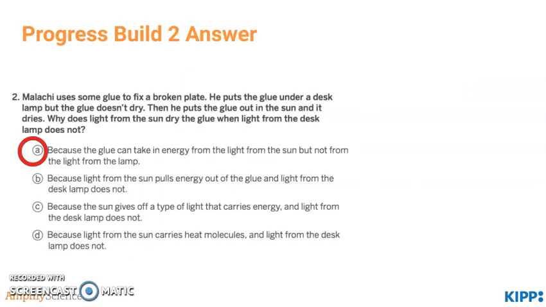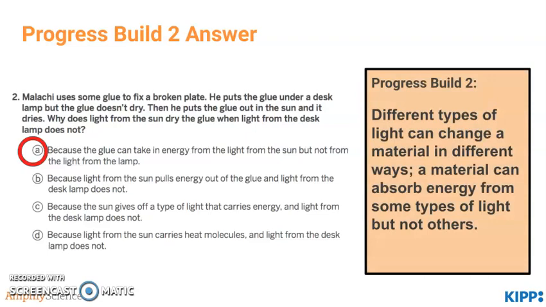The correct answer is A. Students who answered this question know that not only can a material take in energy from the light, but the materials can only take in energy from some types of light. So only some types of light can cause certain materials to change. That's why the glue can only change under light from the sun rather than the lamp. It can only take in energy from the sun's light. The most common wrong answer, again, has to do with the sun pulling energy out of the glue. We want to make sure students know that the material is taking in, or absorbing, the energy, and that is what causes change.